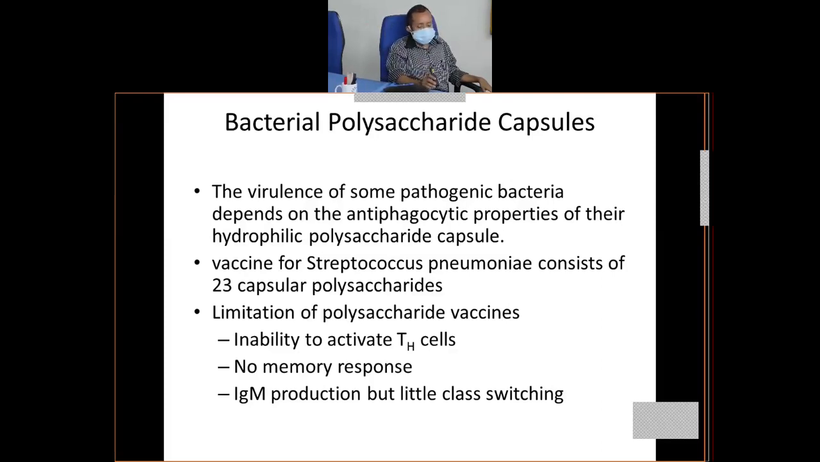However, there are some limitations of this bacterial polysaccharide capsule vaccine: they are not able to develop a cellular response. Their memory response is not there. They are not effective in developing helper T cells, and mostly IgM class antibodies are developed, and there is little class switching. So IgG class antibodies are not produced. Mostly IgM class antibodies are produced in the case of bacterial polysaccharide core.